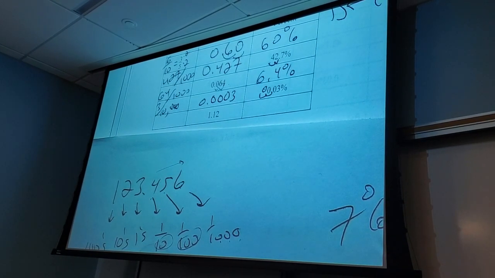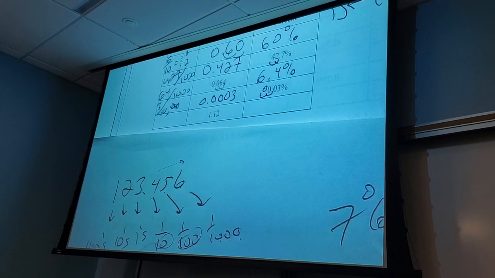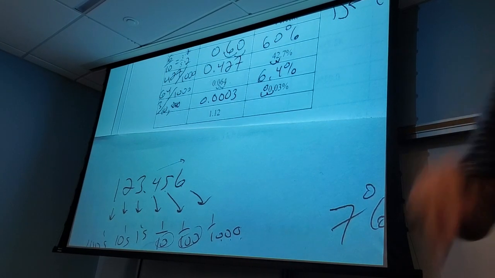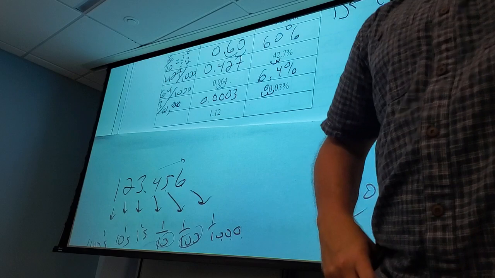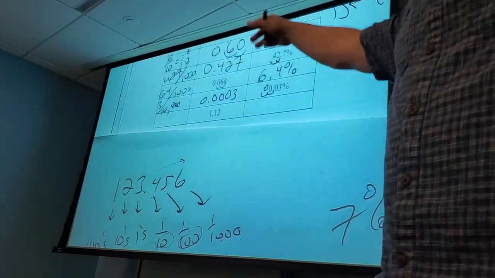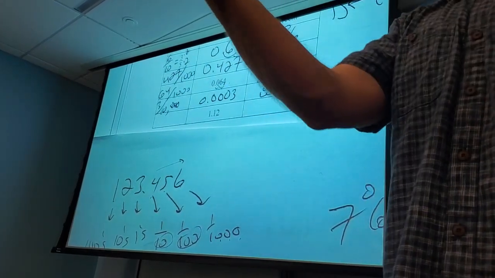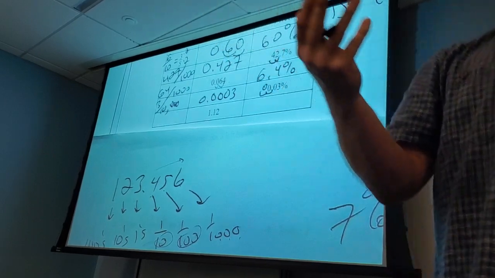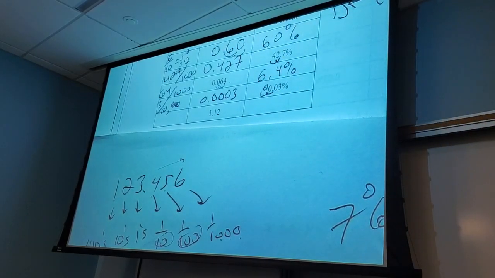What about 1.12? Make it into a percent. 112%, because it makes sense. 100% would be one. One whole thing is 100%. So 1.12 is a little more than 100% of something. 112%.